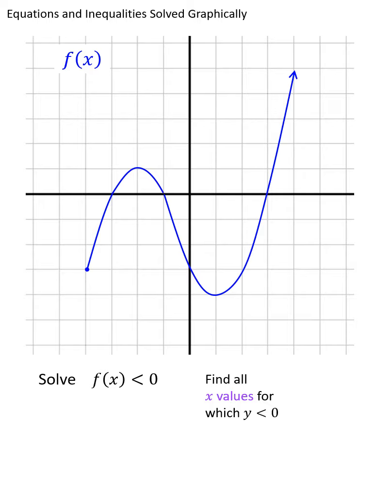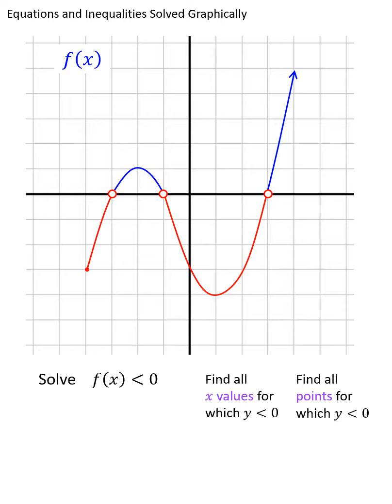If I want to find all the x values that make that true, I'm going to first find all the points that make it true physically on the graph. So now I'm trying to find all the points that have a y-coordinate that is less than 0. If you interpret less than 0 as being negative, which it is, then we can see that all these points in red have a y-coordinate less than 0.